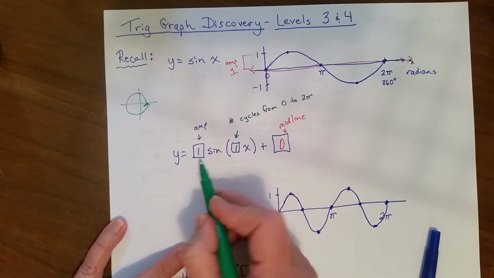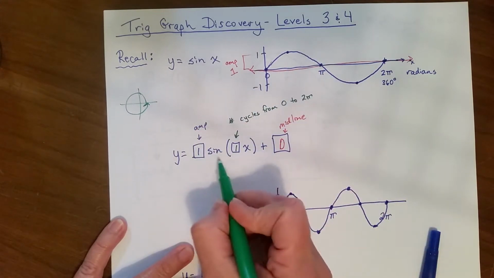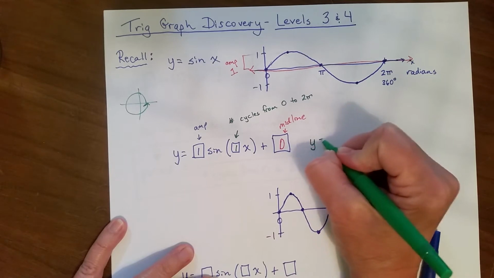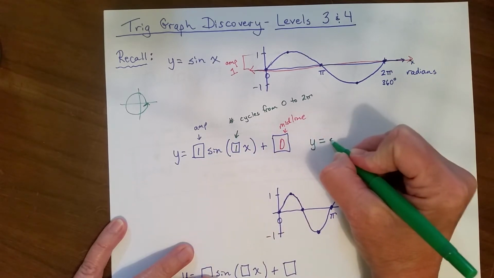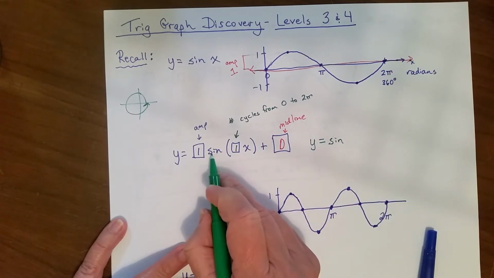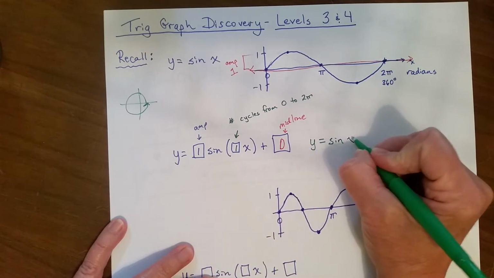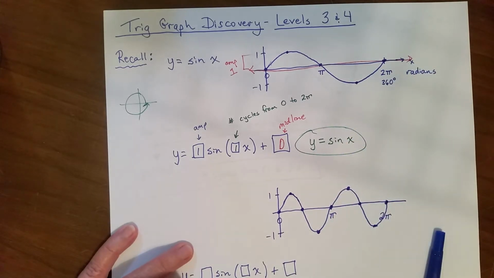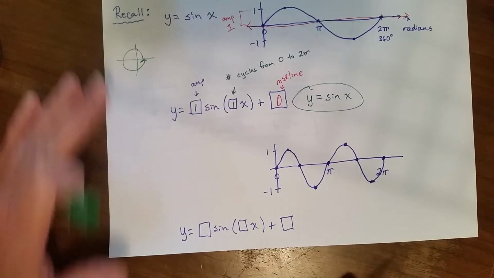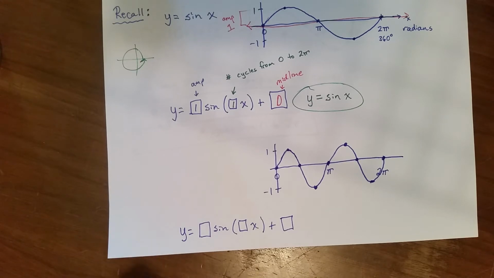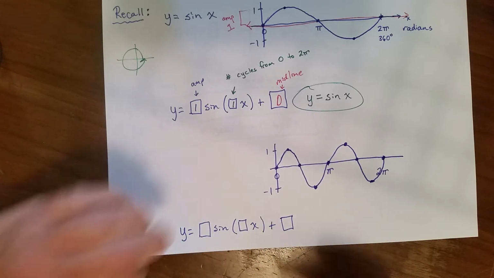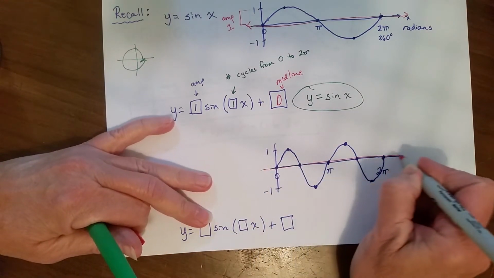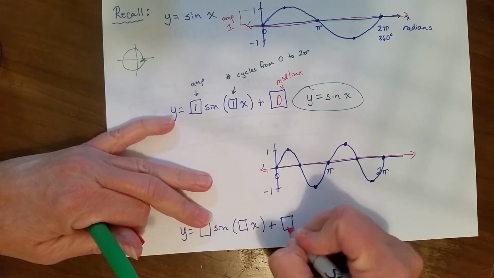Okay, so basically, this is why this just reduces to y equals 1 sine 1x plus 0. I don't have to write the 1. So this is just the sine curve. Okay, then in levels 1 and 2, we looked at, hey, what happens if there's more cycles from 0 to 2 pi? Okay, first I'm going to look for the midline first. The midline again is 0.